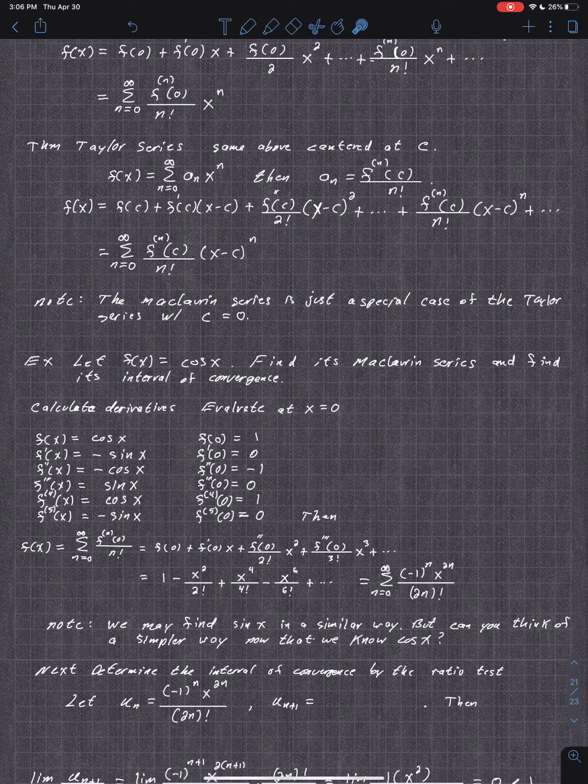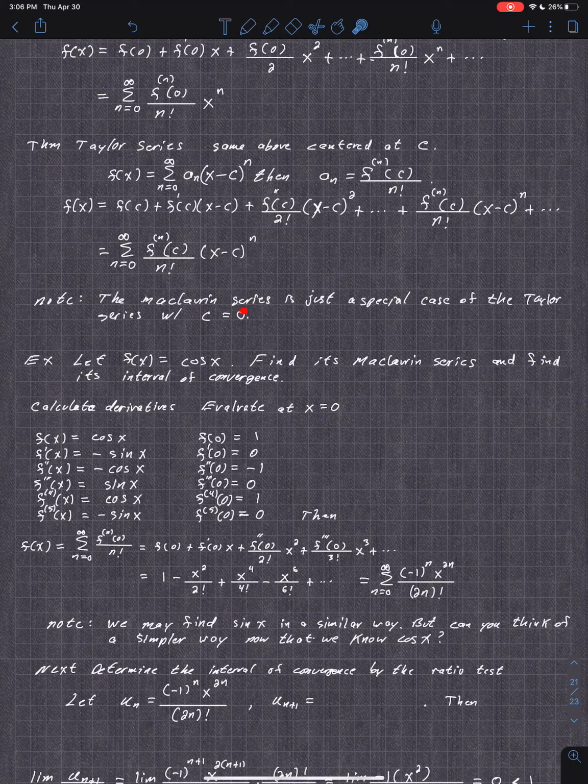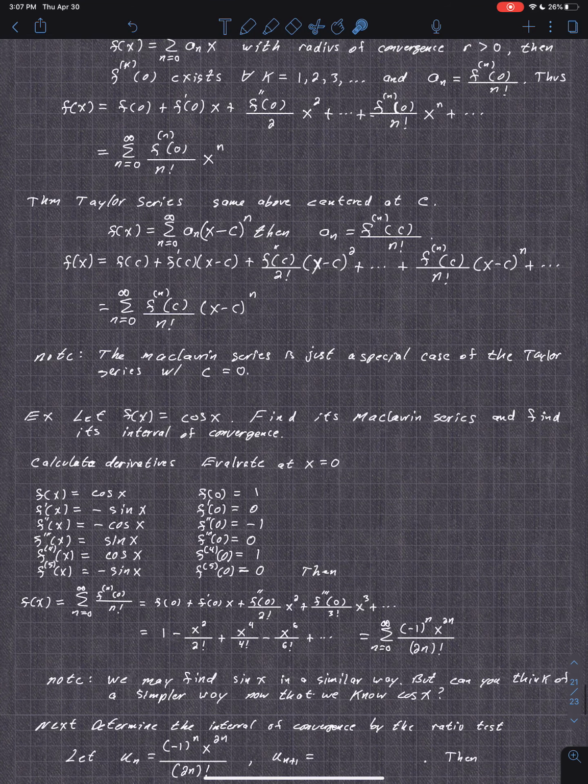It's just like you would be centered at x minus c. So this is x minus c. Then you have this expansion of the function at c. So the Maclaurin series is basically a special case of the Taylor series. Maclaurin is just Taylor with c equal to 0.